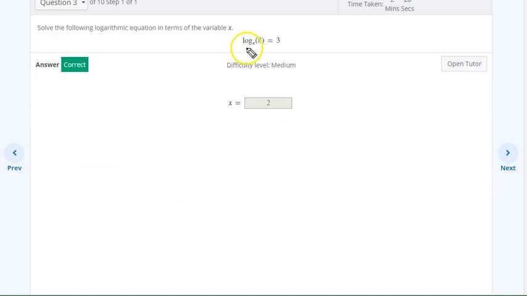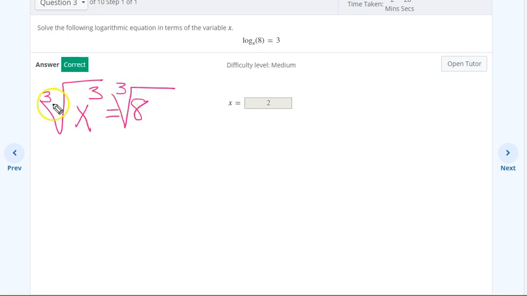Now, we did some like this in class today. This is the logarithmic form. We want to solve for x. So our base is x. Our exponent is 3. Our answer is 8. Now we said we could take the third root of this and the third root of that. Third root of x to the third is x, and the third root of the 8 is 2.